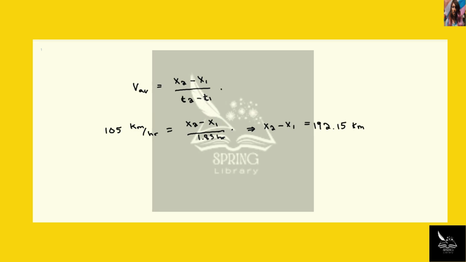Now on a different trip, this time with traffic, our average speed is only 70 kilometers per hour. And so now we need to solve for the new time. And so our x2 minus x1 is just going to be this, because the trip doesn't change length. And so I'm just going to plug in 192.15 kilometers in the numerator. And then T2 minus T1, which is the trip length in time, goes in the denominator.